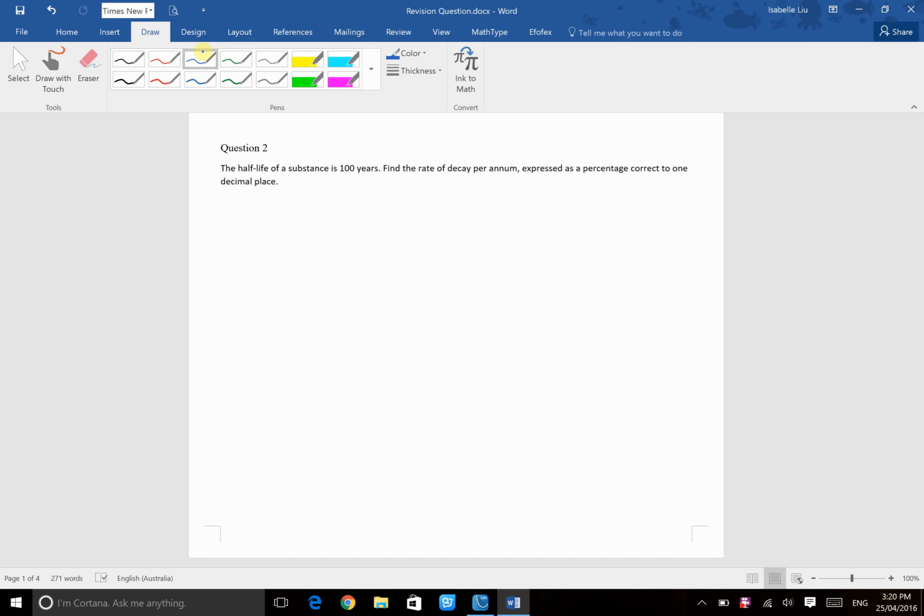Let's write the rule first. My A will equal A0 times (1 minus R percent) to the power of t, because it's exponential decay, so R is the decreasing rate. That is the thing we're trying to find here. So half-life equals 100 years, which means when t equals 100, my A must be equal to half of the initial value. The initial value is A0, so it's A0 on 2.